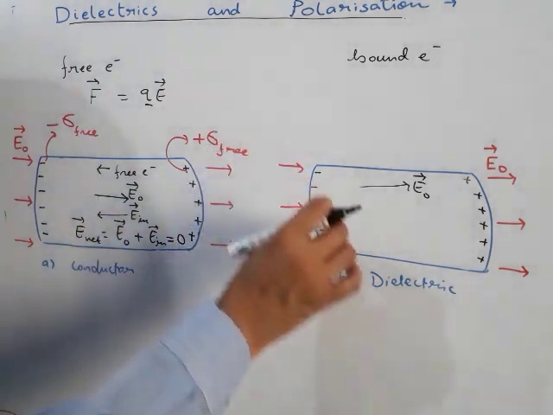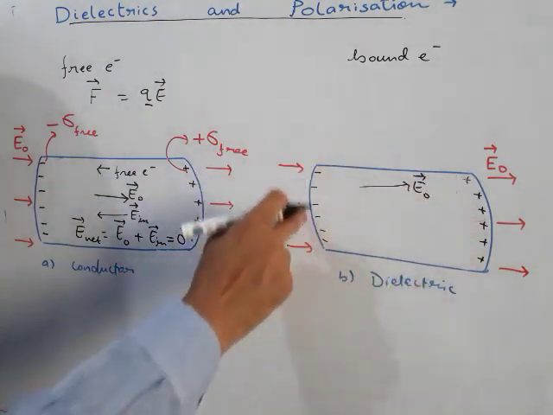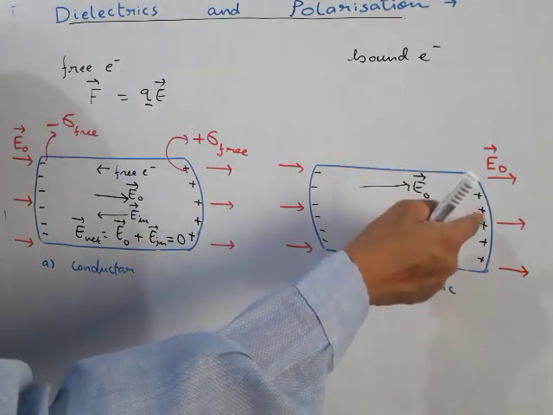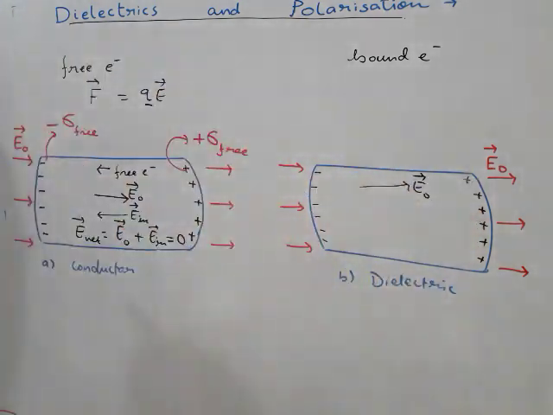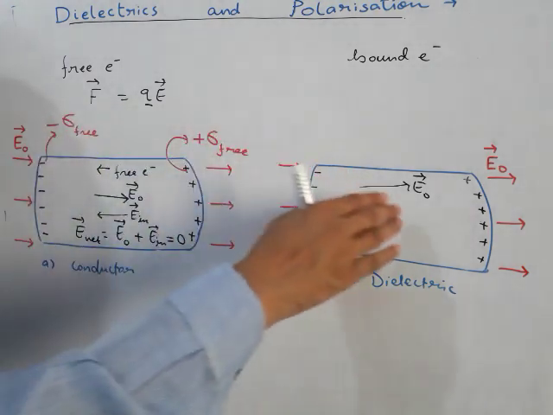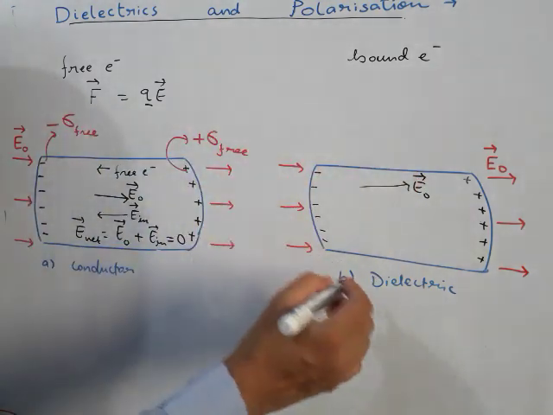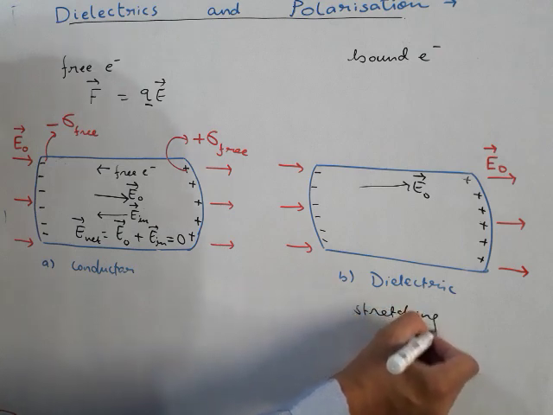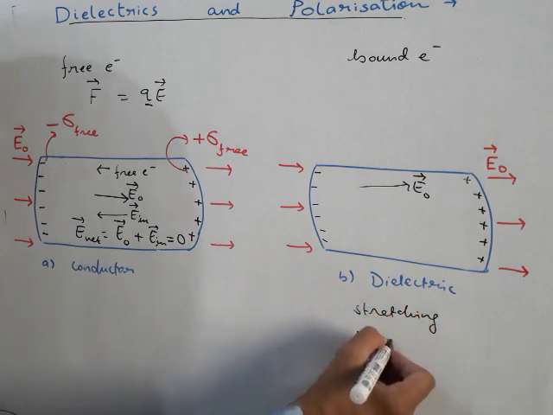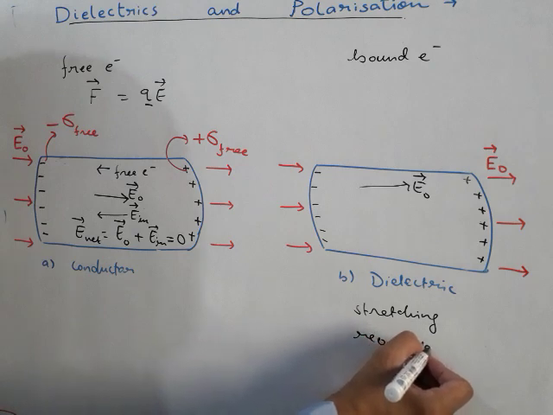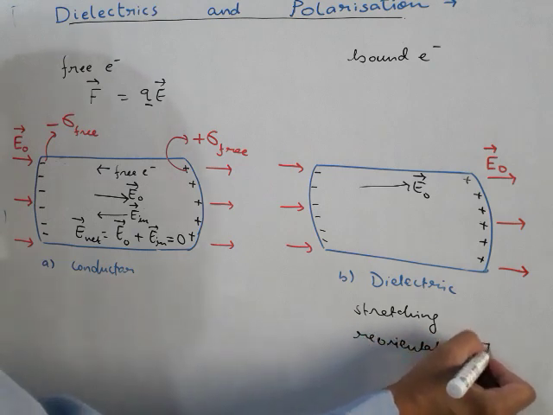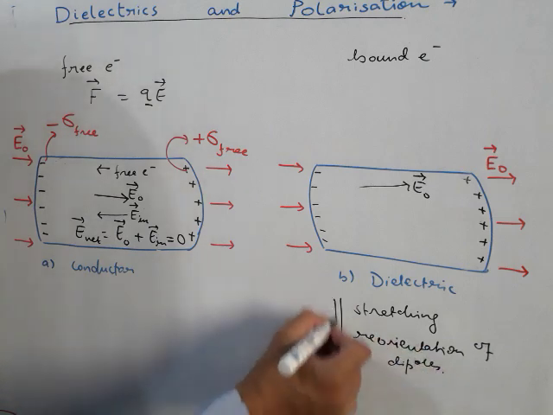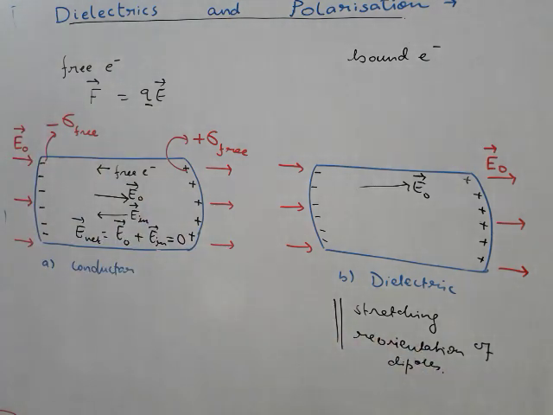But let me tell you one thing, that this development of positive and negative charges is not due to flow of electrons from this end to the other end, as in case of conductors. It is due to some other reasons, two reasons. One is stretching, keywords you should remember. Other one is reorientation of dipoles. Now what is the meaning of this? I will explain to you in a short while.